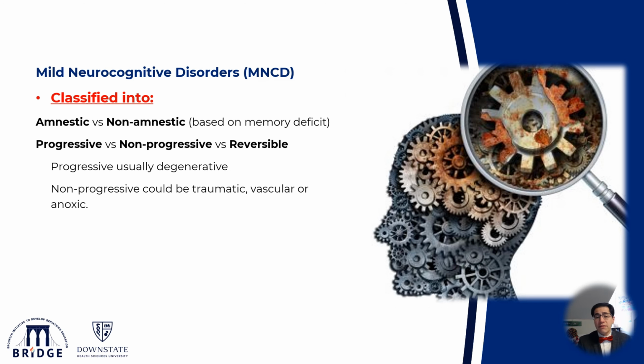They are usually classified either into amnestic versus non-amnestic based on cognitive deficit focused more on memory problems, or they can be classified as progressive, non-progressive versus reversible. So reversible if there is an underlying reversible cause, which we will come to later on, or a progressive, which is usually a degenerative disease, versus a non-progressive, which could be caused by a head trauma, anoxia, or vascular insult.